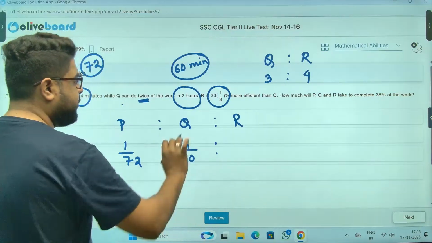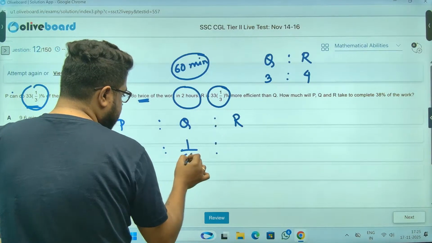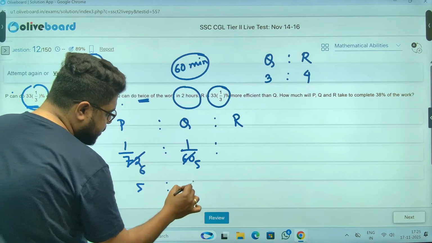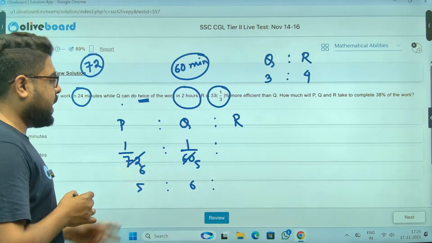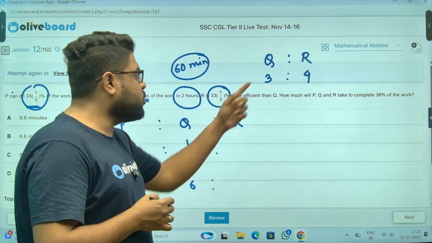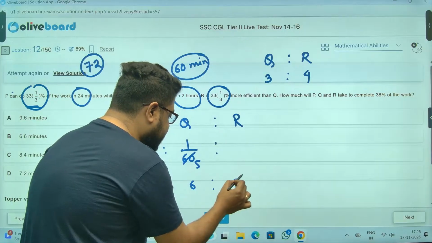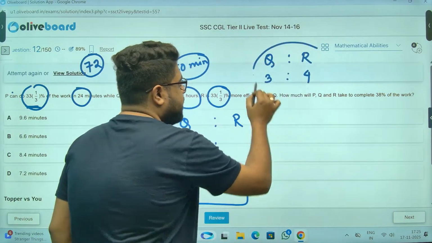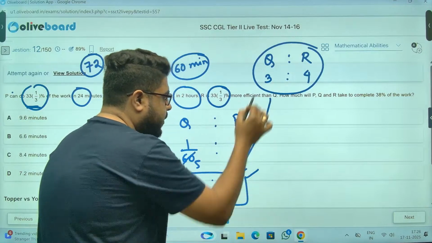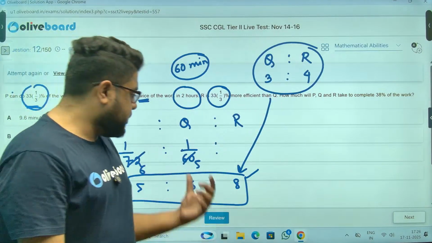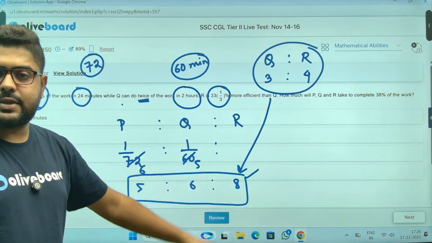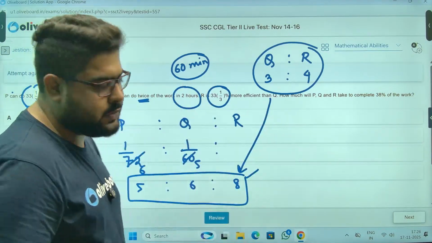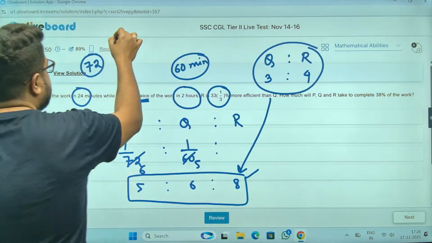एक काम करते sir. Before I write it, sir, let's do this. 5 12s, 6 12s. So this is 5 ratio 6. Now Q is 6, so 3 into 2. So R will be, sir, can I say 8? This is the efficiency ratio. I have taken this 2 inside. So PQR, every ratio I know.